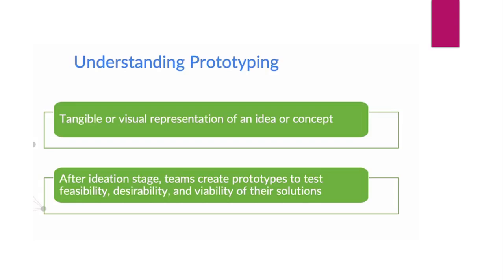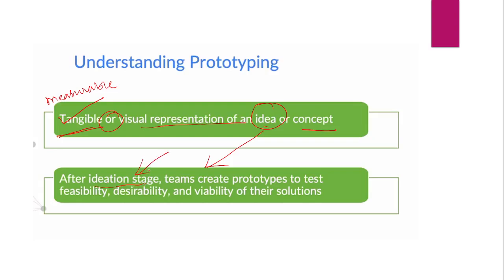Here the first stage is the prototyping applications. Now, understanding a prototype: what are the different ways to understand the prototype? The prototype should be tangible. Tangible means it is measurable, and you must have some visual representation of an idea or concept. After that visual representation of an idea, you have to go for the ideation stage.